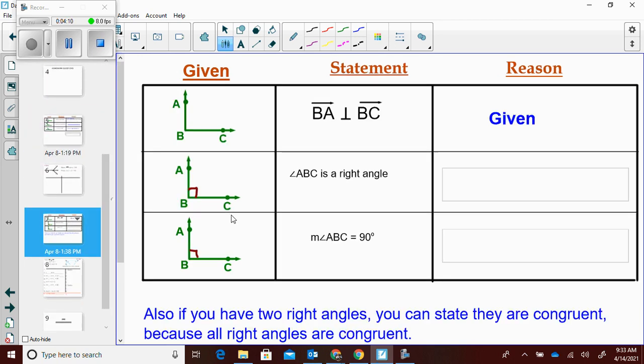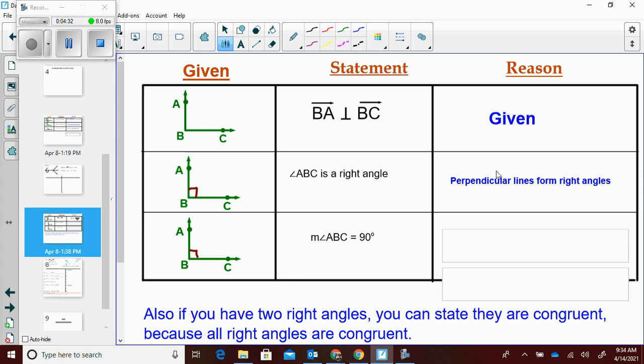Okay. Another thing I have is perpendiculars. So if I'm given that two rays in this case, or two lines or segments, whatever, are perpendicular, right? The statement is they're perpendicular. If they're perpendicular, I know that it's a right angle. That ABC is a right angle because perpendicular lines form right angles. Perpendicular lines form right angles, okay? So if I have perpendicular, I can't go right to 90. I've got to say it's a right angle. All you may need to know is it's a right angle.